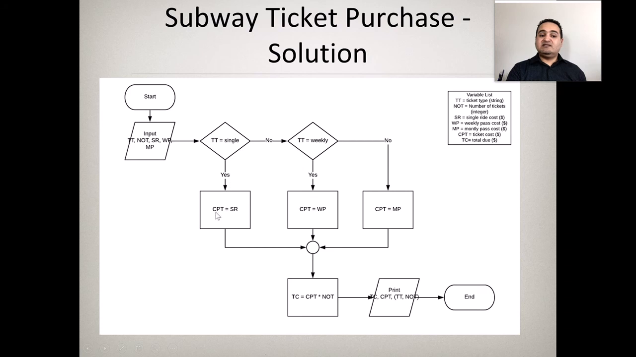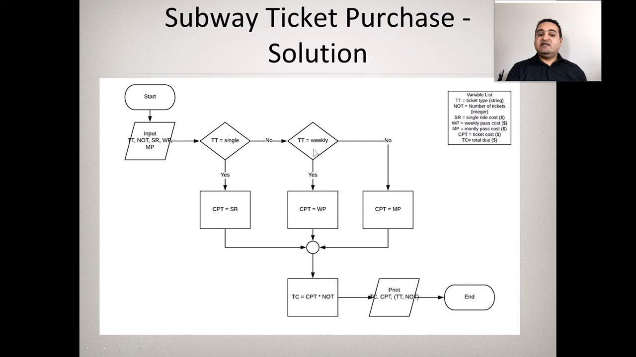If it is yes, then the cost per ticket will equal the single ride cost, which is 2.25. If not, then we go and ask another question. Is the ticket type the weekly ticket type? If it is yes, then the cost per ticket will equal the weekly pass cost, which in that case is whatever it was.